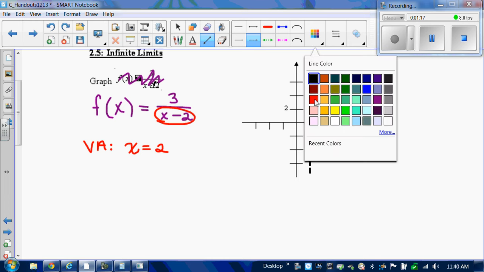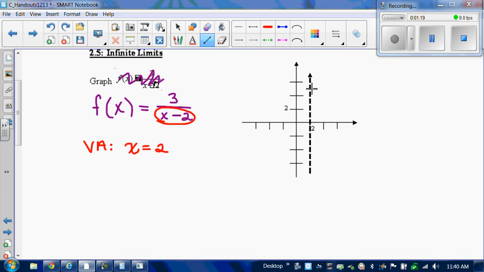Change that to red. Okay. Alright, so we have the vertical line at x equals 2. Oh, look at that, it went right over top of it. Okay, and that's the vertical asymptote.